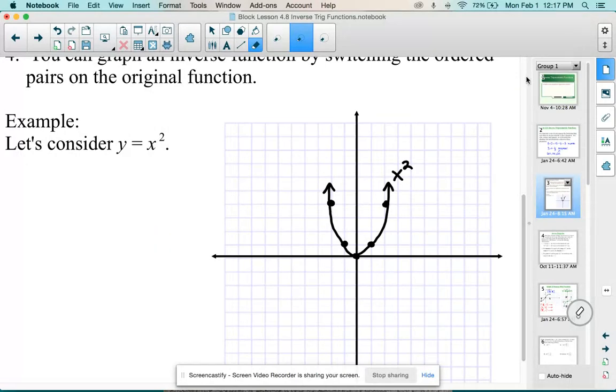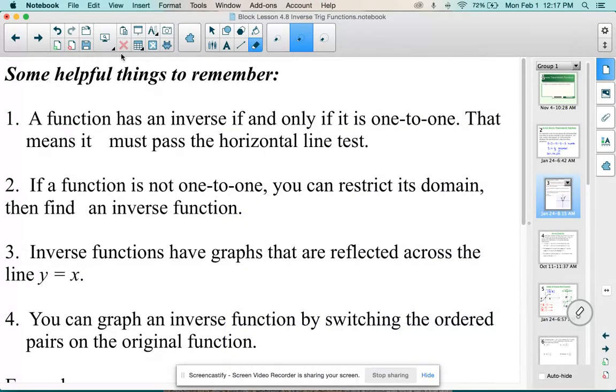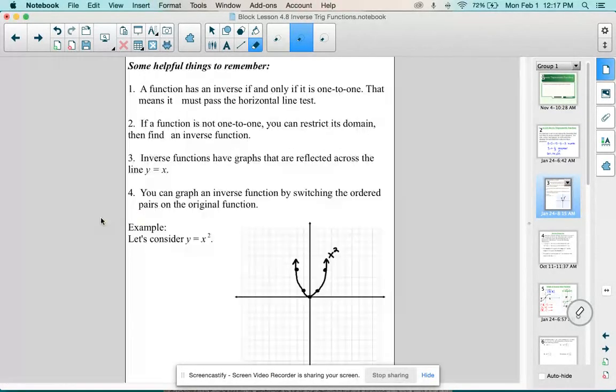Step 1, and I've got steps listed up here. Step 1 says the function has an inverse if and only if it is 1 to 1. So 1 to 1 means it must pass something called the horizontal line test. Essentially, it's pretty simple. You just draw a horizontal line through your graph, and if it only crosses at one point, then you are 1 to 1. Now, a parabola is not 1 to 1 because if I draw a horizontal line right through here, it hits the graph twice.